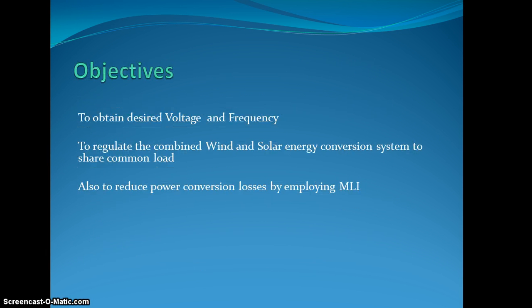The objective of using hybrid power systems is to obtain the desired voltage and frequency, because due to natural resources the voltage and frequency are not constant all the time. It is also to regulate the combined wind and solar energy conversion system to share a common load, and to reduce power conversion losses by employing MLI.